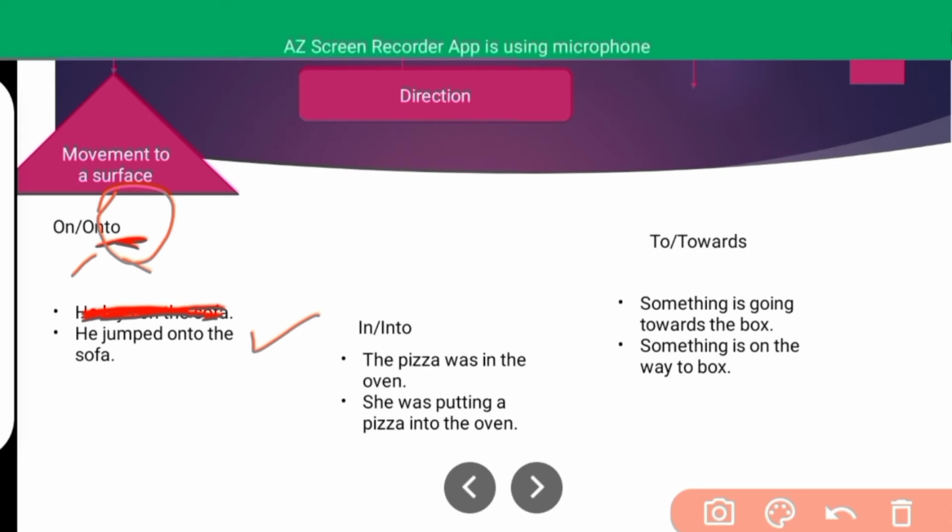लेट्स टेक another example. The phone is lying on the table. There is no movement, there is no locomotion. If I say I throw my phone onto the table, कि मैंने अपना फ़ोन थ्रो किया, अपना फ़ोन फेंका है onto the table, तो यहाँ पे मूवमेंट शो हो रही है, तो इसलिए हमने वर्ड यूज़ करना है यहाँ पे on to.